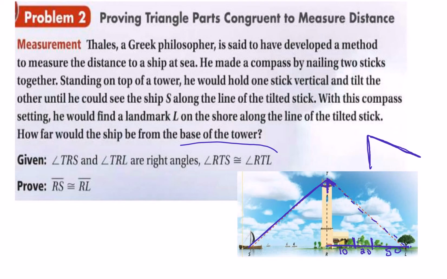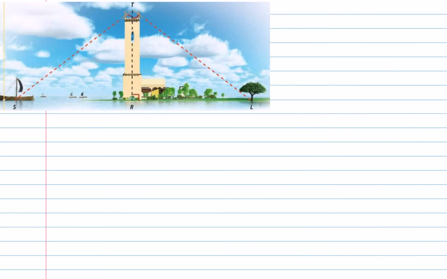Now, what it wants us to do is prove, let me erase some of this, that RS is congruent to RL, given that we know these angles right here are right angles and these angles right here are congruent. Prove that the distance he's estimating is congruent to the distance he's measured over here. I've moved this picture like this, so go ahead and draw on the diagram what's given to you. We've got right angles, and we've got congruent angles up at the top. And now let's do this proof.